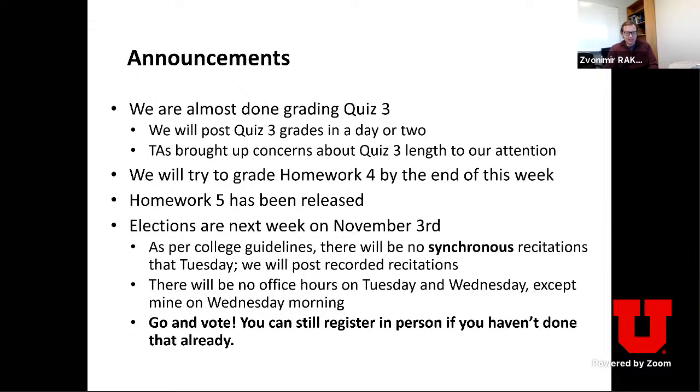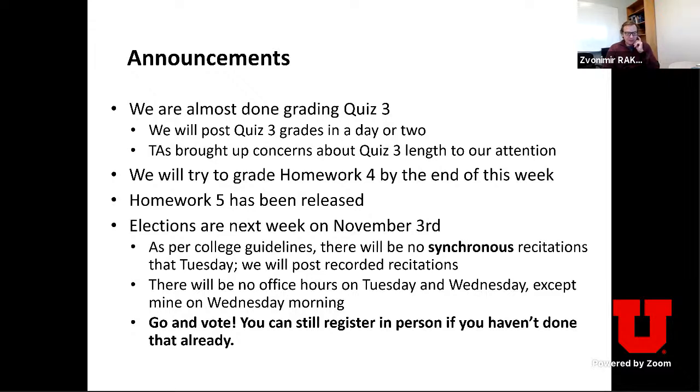And then finally, next week is a little bit special because elections are on Tuesday, on November 3rd. And as per college guidelines, we will not have synchronous recitations that Tuesday. So you will not have to join at this set time next Tuesday. Instead, you can use that time to go out and vote. I think it's a good year to do it.